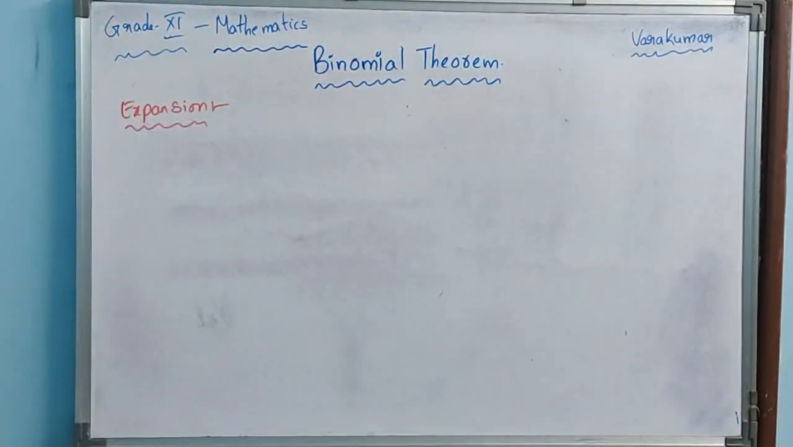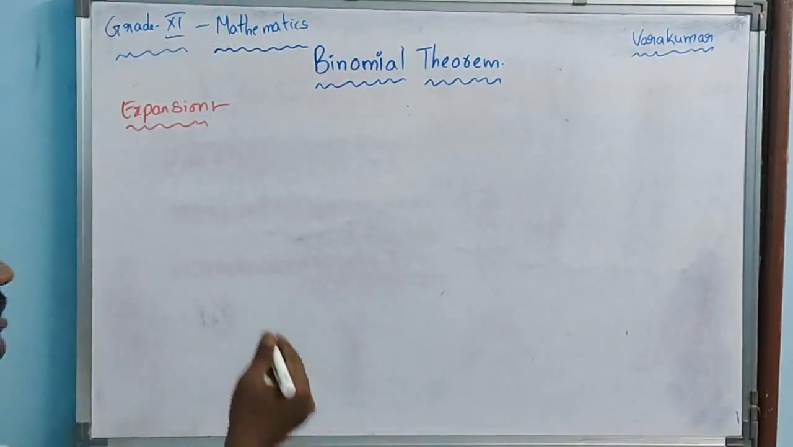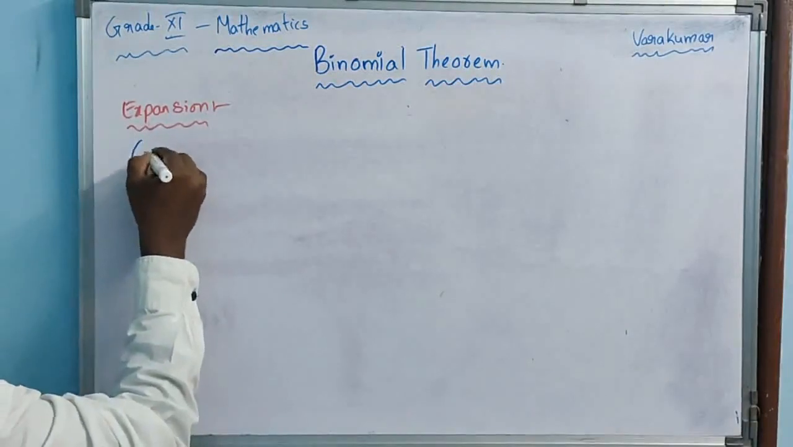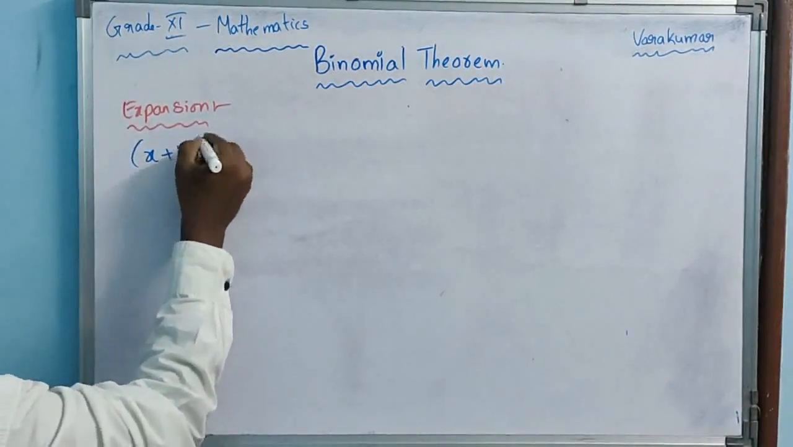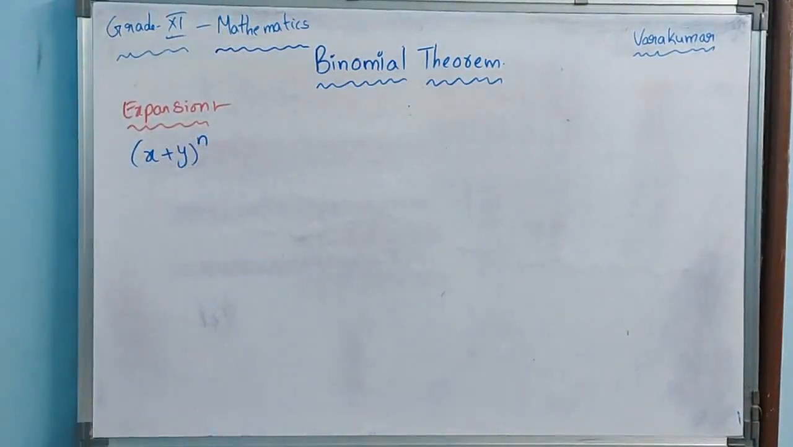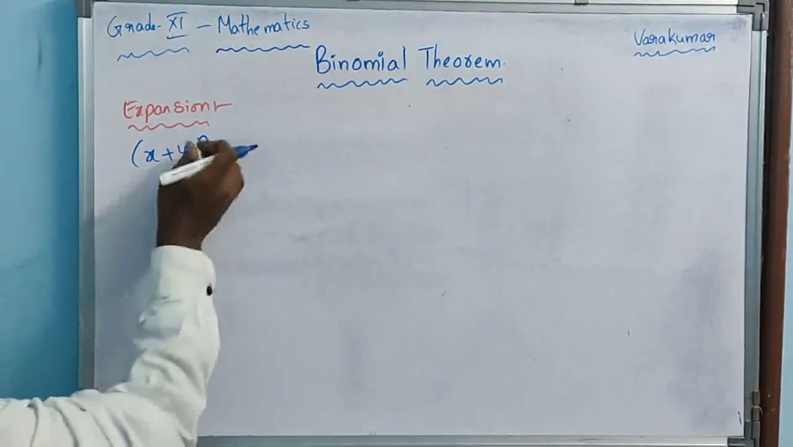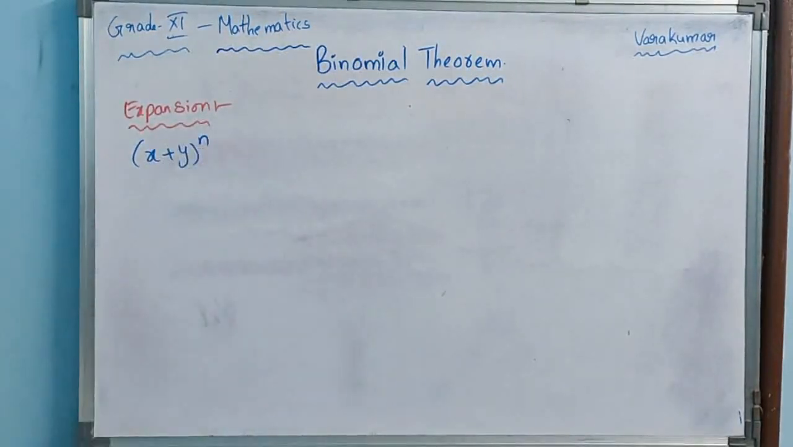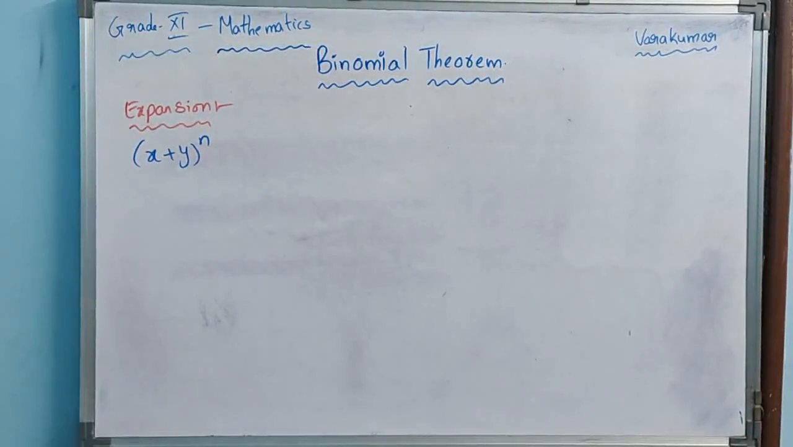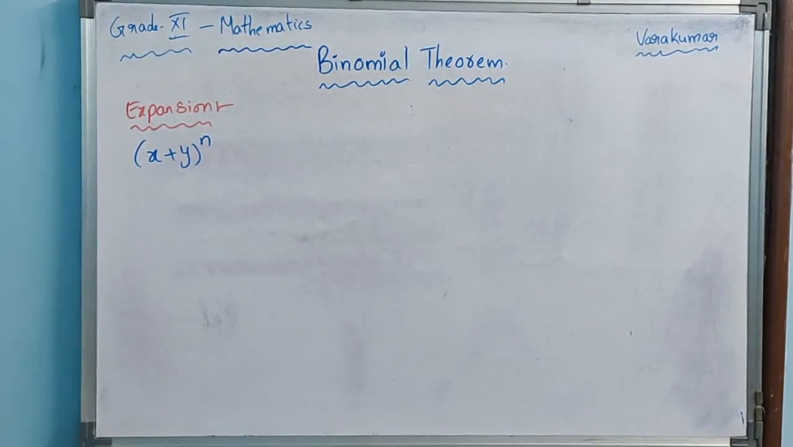Right. Now we are going to learn the expansion, how the expansion will be. Now (x + y)^n is a binomial term, binomial power n. I am talking about n belonging to the natural numbers, so here a positive integral index.